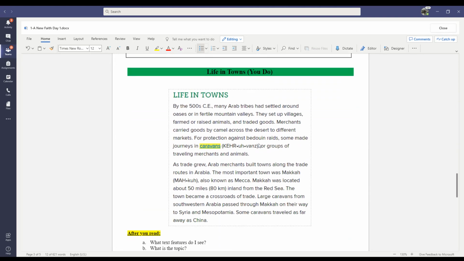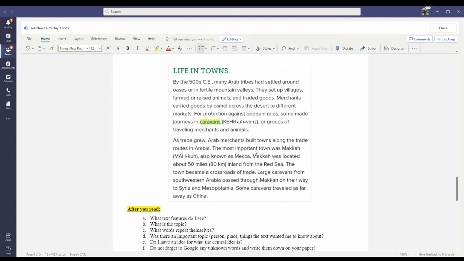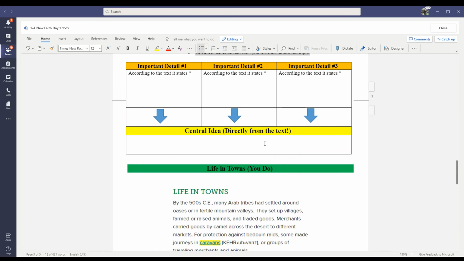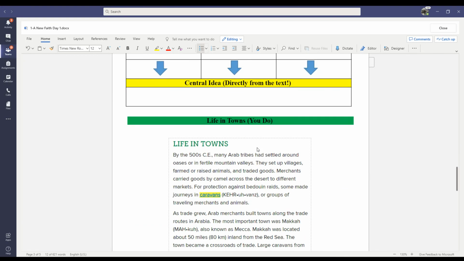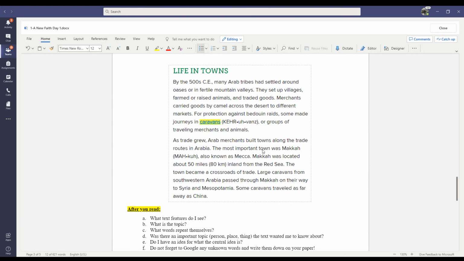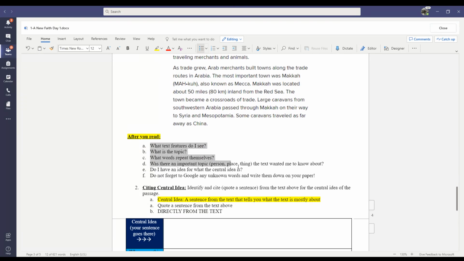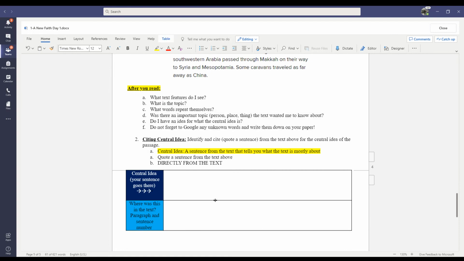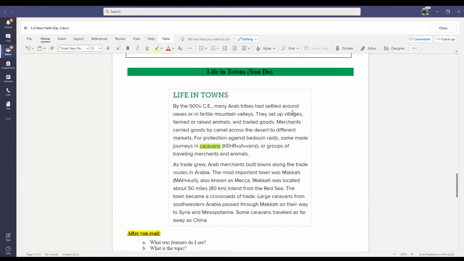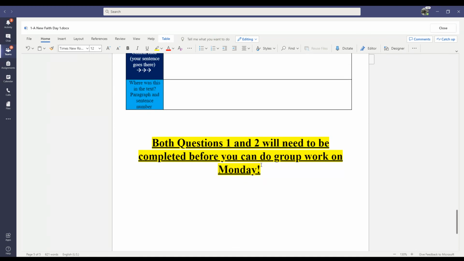For life in towns, so when we talk about Arabia and the Arab people, there's some people that live in the desert that it was talking about up here. But then, of course, there is a lot of big trading towns that are very important. So you'll read these 2 paragraphs, think about these brainstorming questions again, and for this one, all you got to do is find the central idea. So what sentence in here best sums up these 2 paragraphs that lets you know about life in towns?